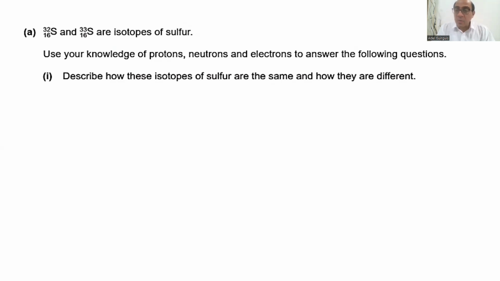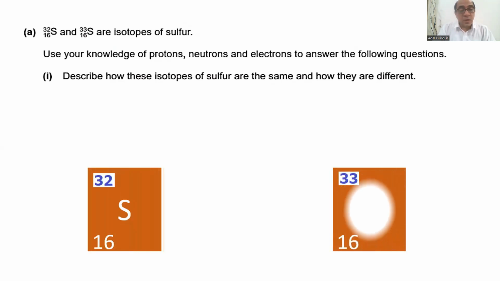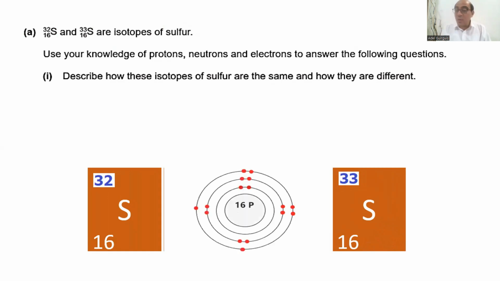He asked about the similarities and differences between the two different isotopes, sulfur-32 and sulfur-33. What about similarities? They are similar in the number of protons inside the nucleus of each atom of both isotopes, which equals 16. The number of protons equals 16 in both. This is the idea of the element sulfur. It occupies the 16th position in the periodic table, with 16 protons in each of both nuclei.